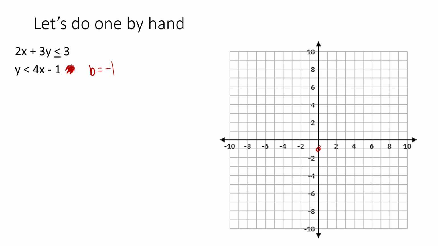So I'm going to come over here and plot the -1. And the slope is 4, or you can think of that as 4 over 1. So I'm going to go up 4 and right 1. So up 1, 2, 3, 4, and right 1.